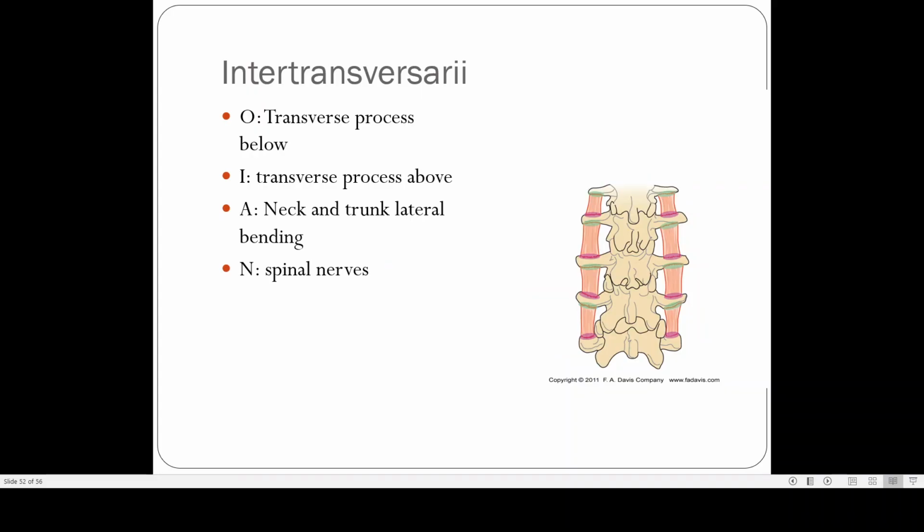The intertransversarii originate and insert on the transverse processes. So it starts below, runs up higher, and causes lateral bending when working unilaterally to the side that is working.